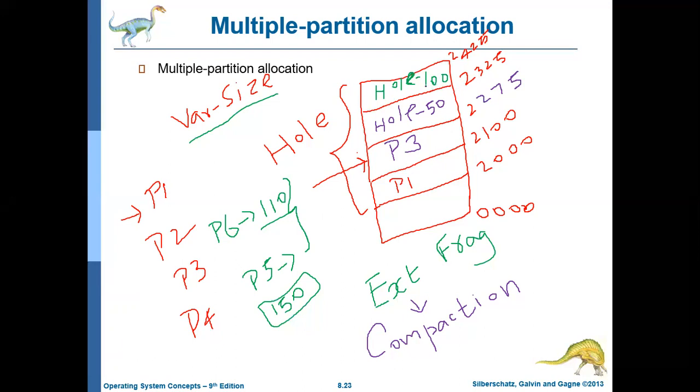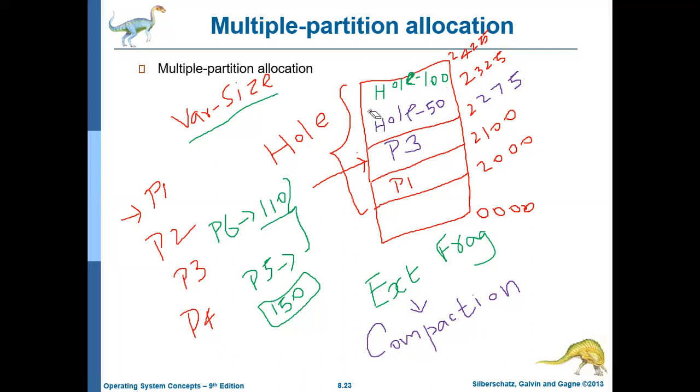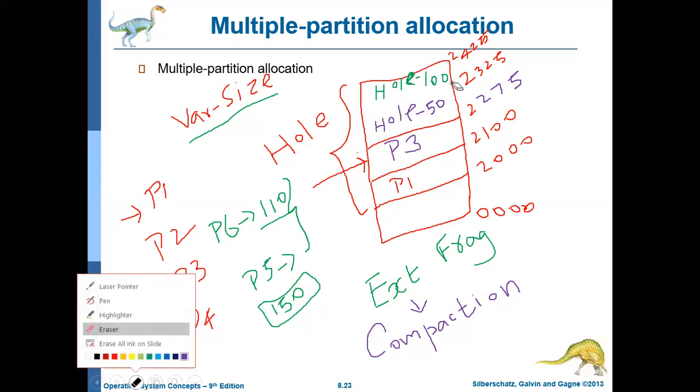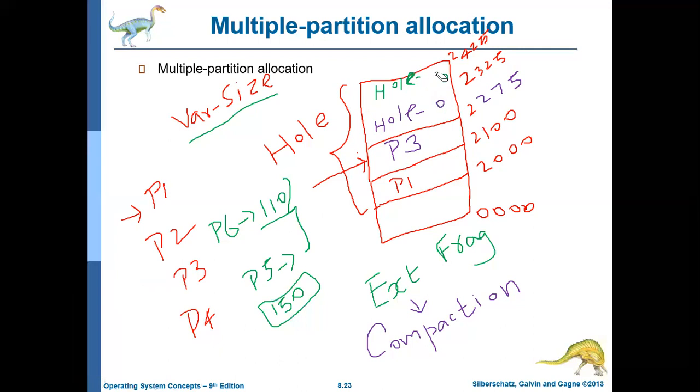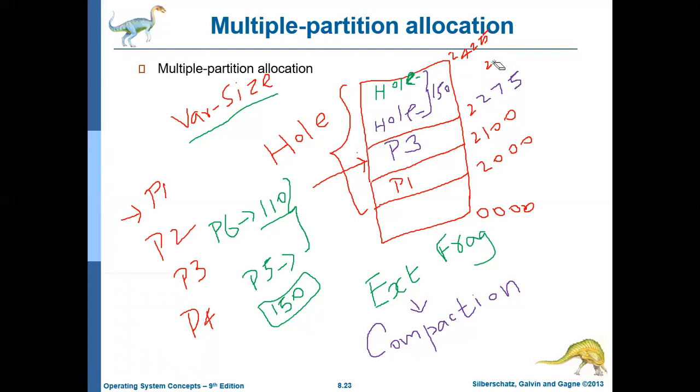And then the operating system will merge these two holes. As there are two adjacent holes, whenever there are two adjacent holes, the operating system will merge them and make them a single hole. Now there are not two holes, now there is only one hole of size 150 MB. Okay. So this process that is done by the operating system is called compaction.